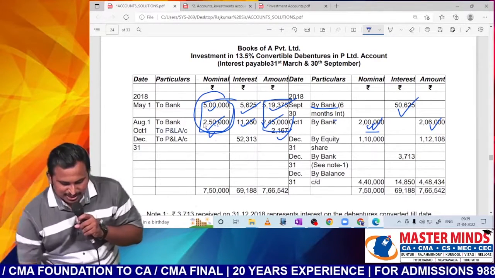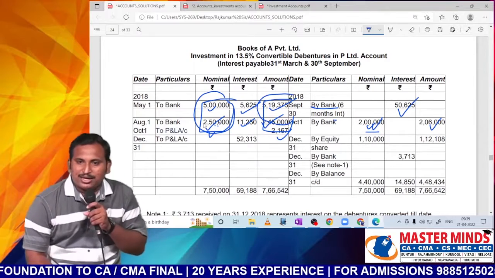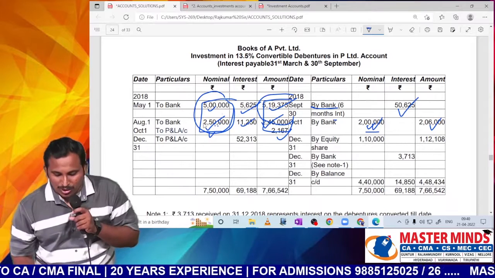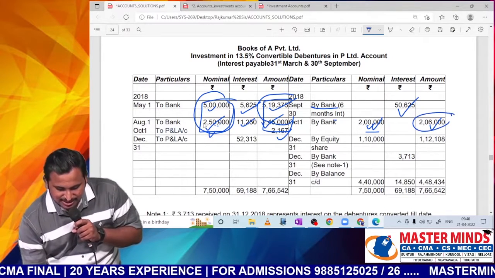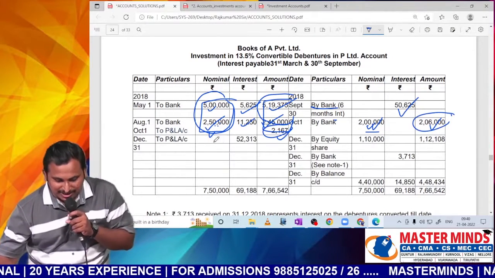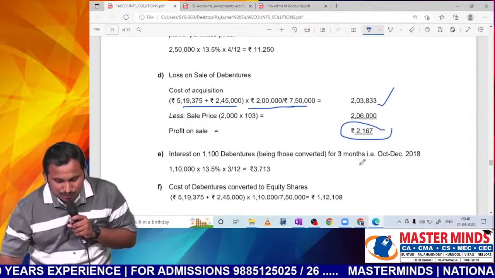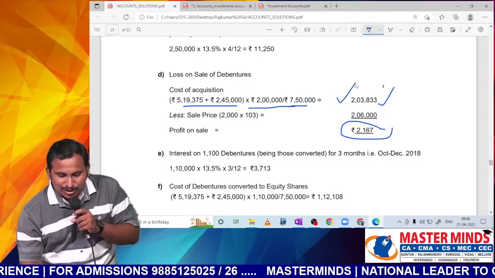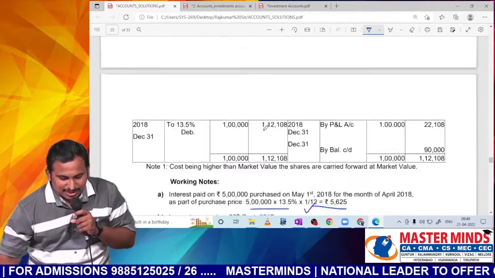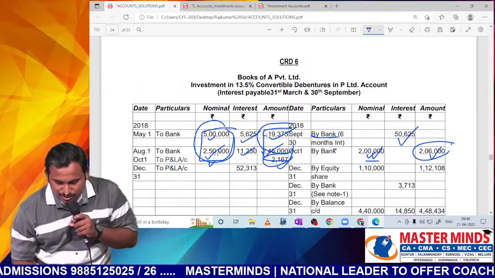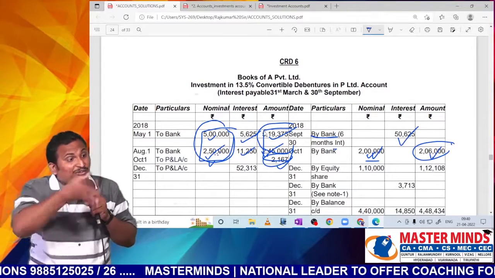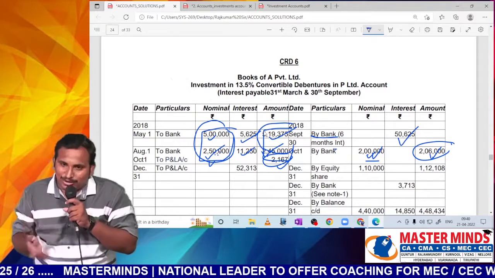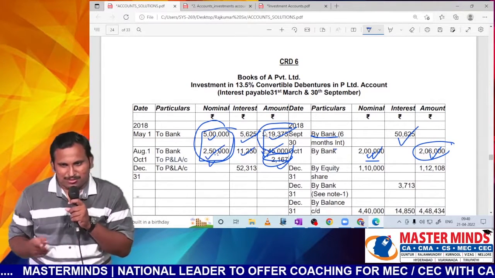So simply once again, these two divided by 7,500 into 1,100. Or else what you can do, reduce this 2,06,000 minus 2,167. In other words, you are having the cost of those 2,000 debentures, 2,03,833. That is the cost for 2,000 from the existing two values. If you reduce this cost, you will get the cost for 5,500 debentures. In that case, divided by 5,500 into 1,100. But it is not required, sir. Make it simple for you.